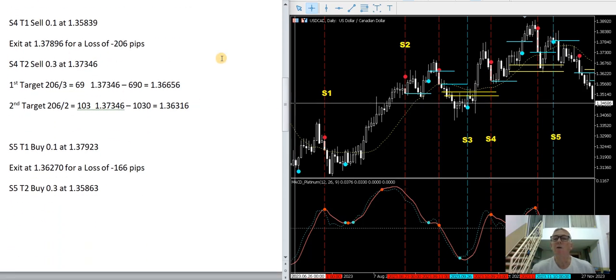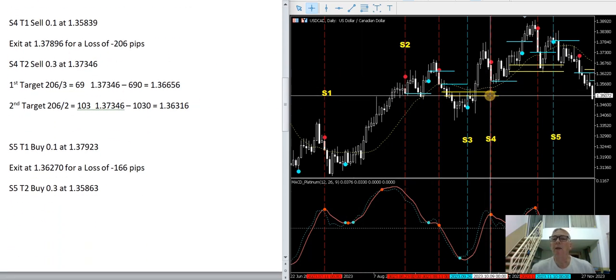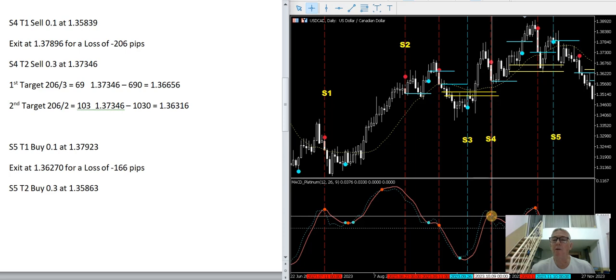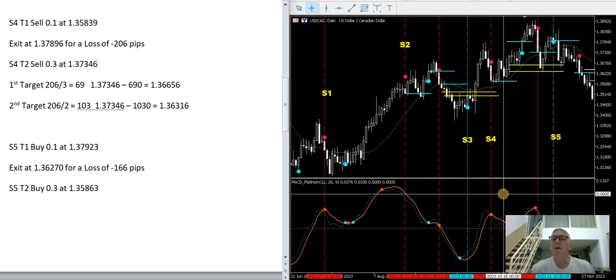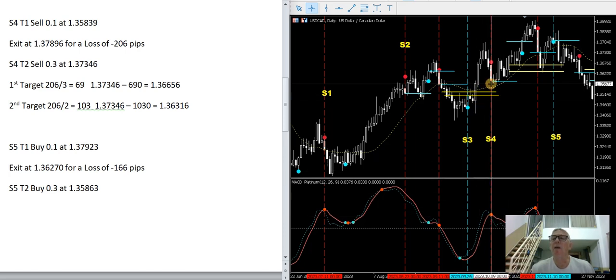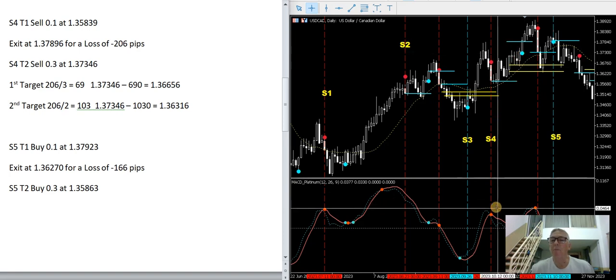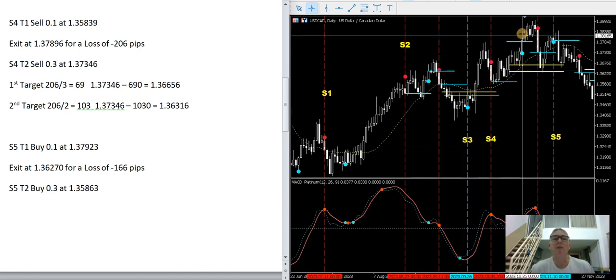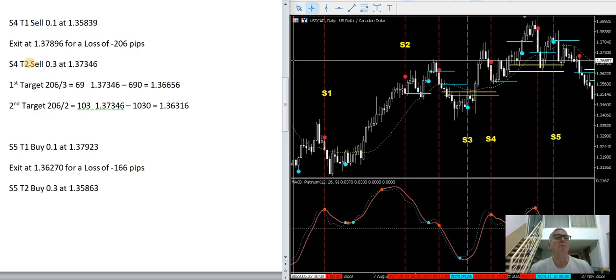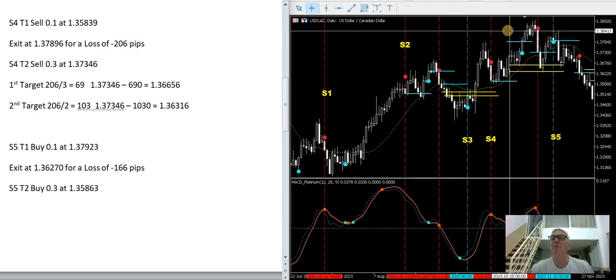Sequence 4 is a sell here. MACD platinum above the 0 level. So there's your sell level there. Opposite QMP filter dot. MACD platinum still above the 0 level. Just take the loss. So there's S4 sell. Exit at 137 for a loss of 206 pips. Minus 206 pips.